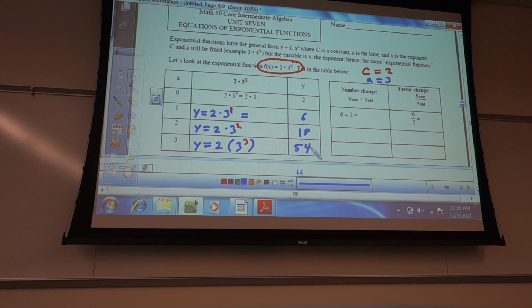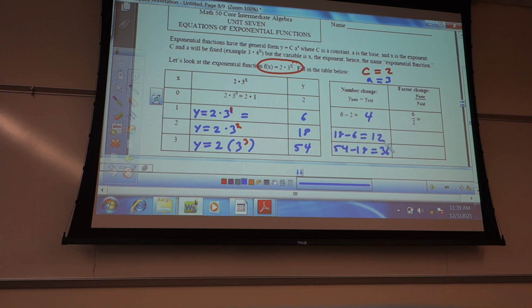Okay, so we just look at the number change. 6 minus 2 is, how much does it increase from 2 to 6? 4. Does everyone understand where we got that from? How about 18, from 6 to 18? What's 18 minus 6? 12. Perfect. And then what's 54 minus 18? One's a little bit harder. 36 maybe? Yeah, 36.